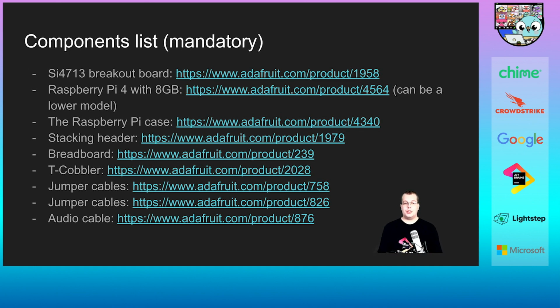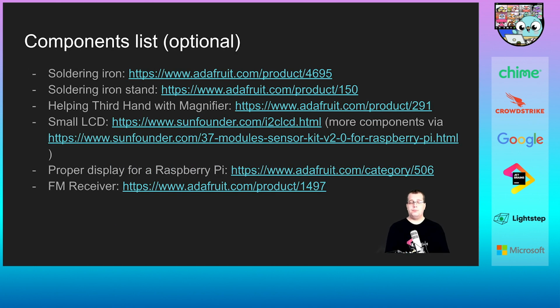Finally, before we get to the questions and answers, I would like to show you the component list. This is the mandatory one, but well, it's not really the case for every component. For example, Raspberry Pi with 8 gigabytes, you don't really need that. You can run on a Raspberry Pi Zero, as I said. The case for it, probably you need if you go for it. This is the breakout board, or the FM transmitter in this case, that I used, and some other components that you've seen. This is the optional list.